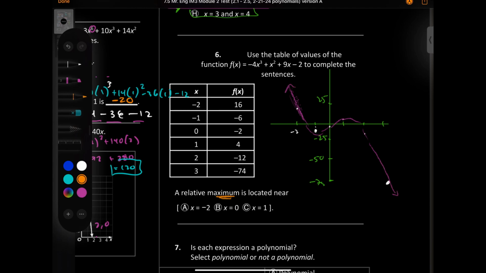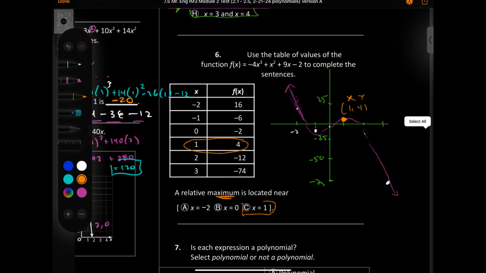Okay, where is the maximum? I'm going to say at that point. And so that is 1, 4. So x is 1. So this is an ordered pair (1, 4). That is here.